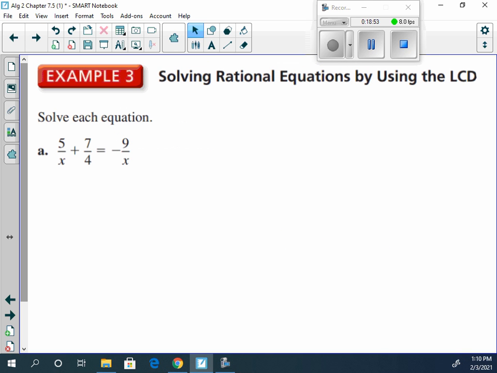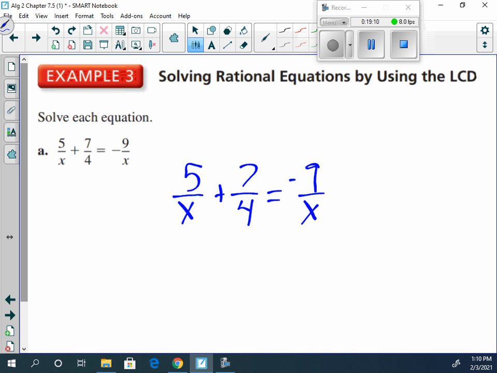Let's look at these here. x plus 7 over 4 equals negative 9 over x. I don't like that 9. Okay. Now I'm going to write on this here, and we'll move it over here in a second. When I look at the negative 9 over x, what would I need to multiply it by so that the fraction reduces, so we don't have a fraction anymore? What would I need to multiply it by?